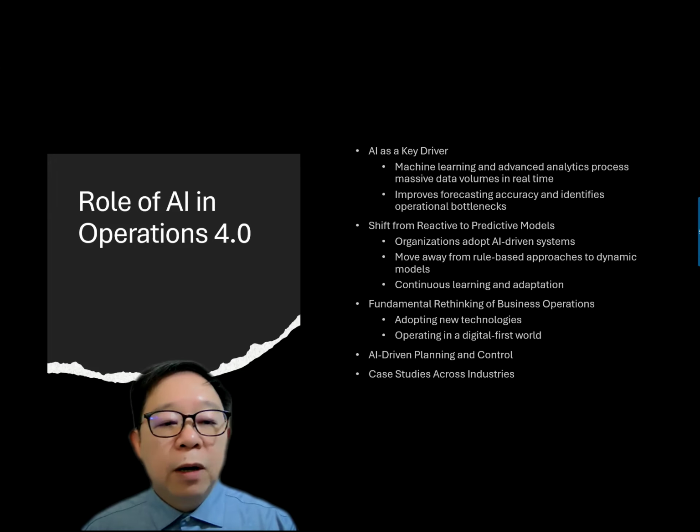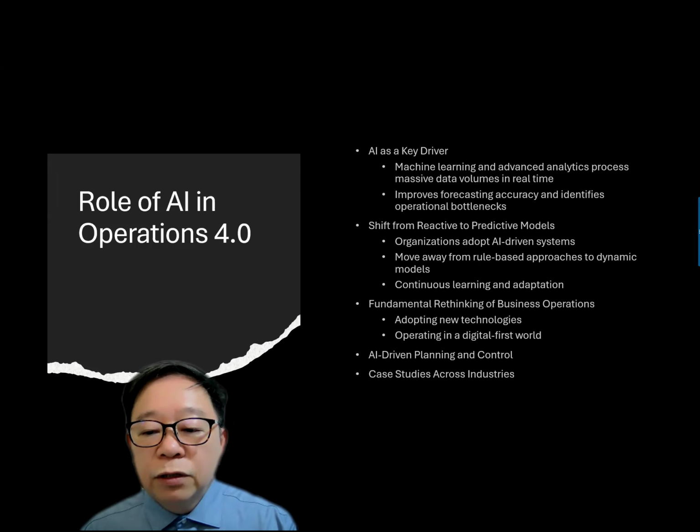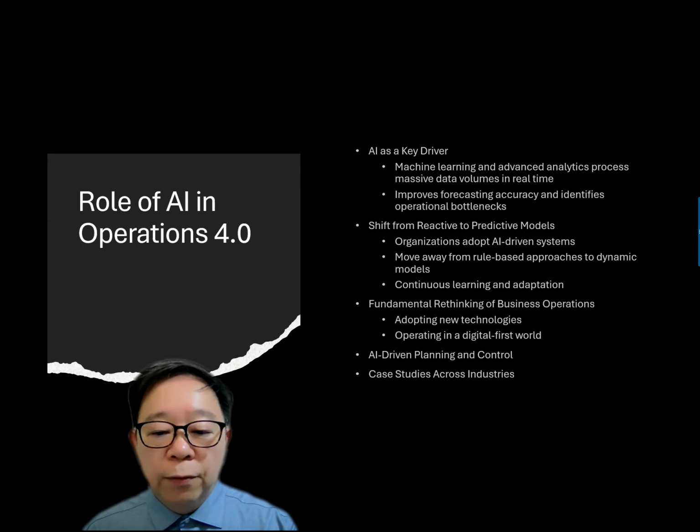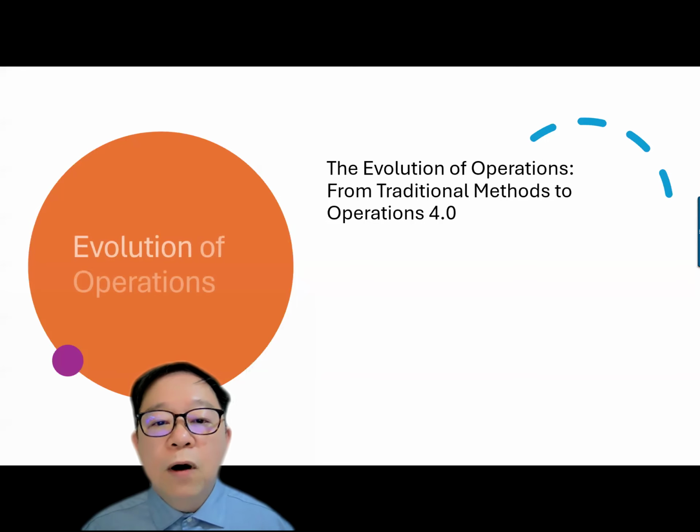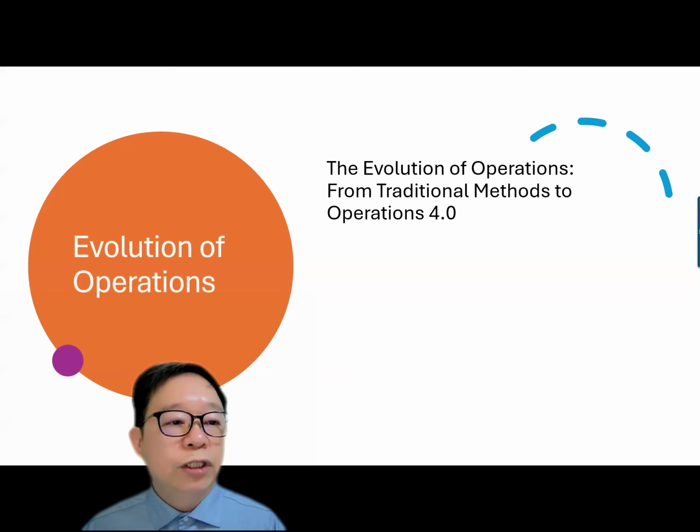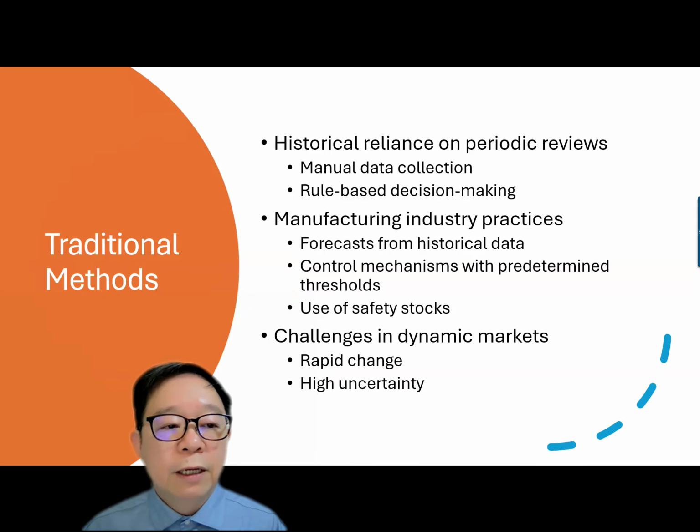We always mention the thinking organization, learning organization, right? Now your team are able to provide continuous learning, and then also you can adapt continuously. So in this case, it's worth it for us to rethink the whole entire business operation, and you can adopt the new technology. Also, you can operate in a digital-first world. So what is the evolution of the operation from the traditional method to today's Operation 4.0, right?